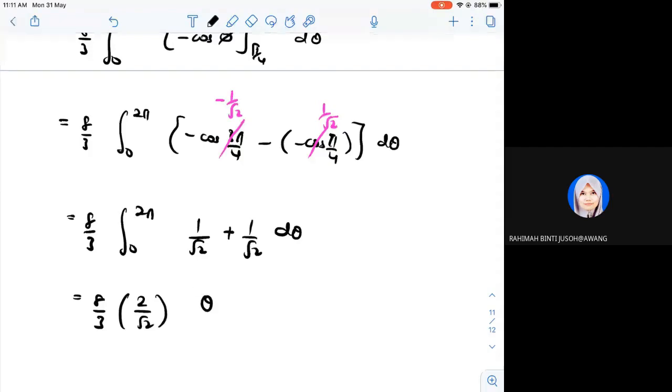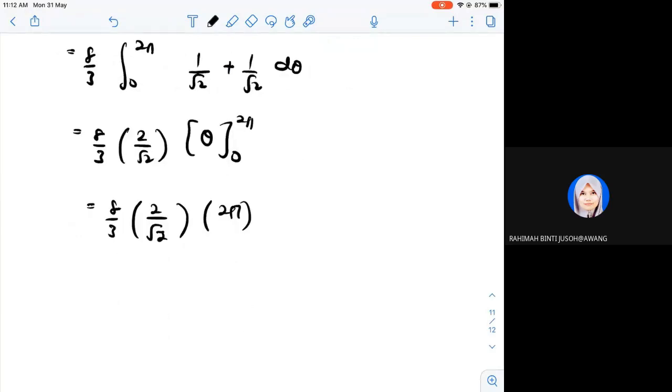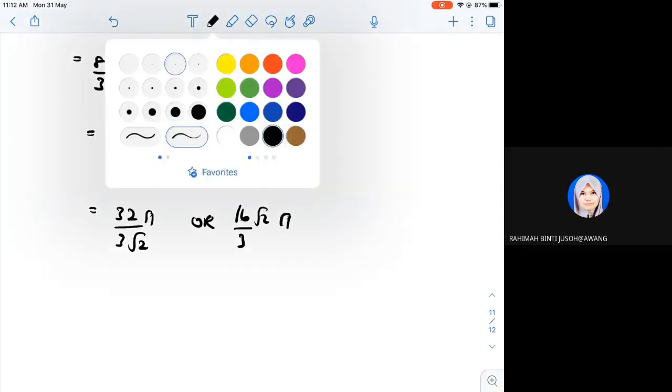Integrate 1 with respect to theta, dapat theta lah, 0 until 2 pi. So 8 over 3, 2 over square root 2 multiply with 2 pi. So 8 kali 2 kali 2, 16 darab 2, 32. So 32 pi over 3 and square root 2. Or kalau you nak jadikan di square root 2 over 2, so divide by 2, jadi 16 per 3 square root 2 pi. Benda yang sama lah ni.